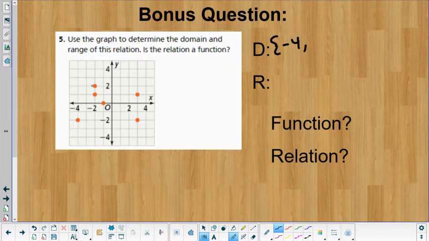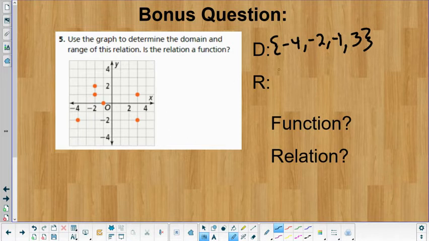Okay, then I move over. -2 has 2 dots, but we only have to write it once. Okay, then -1 has a dot. Okay, and then my next one is 3 has 2 dots, but again, we only have to write it once. Those are the x values of the dots that we see on the graph.